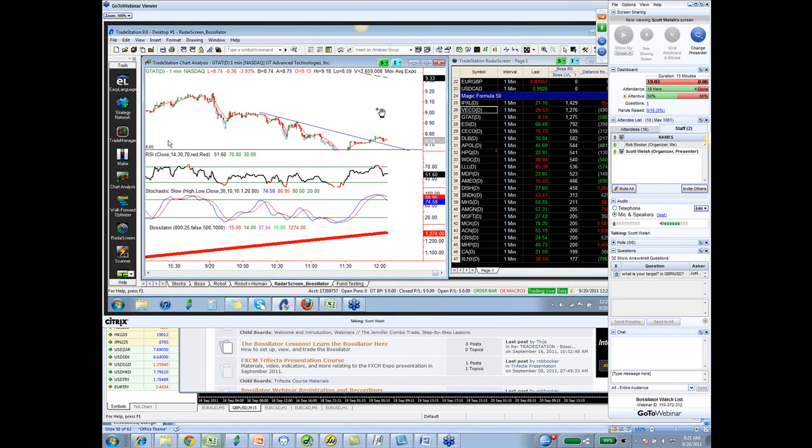Exactly. It's going to hit it, but you can't just buy it. You have to have a risk management program, and you have to make sure you don't lose all your money before it hits it. That's really the secret.